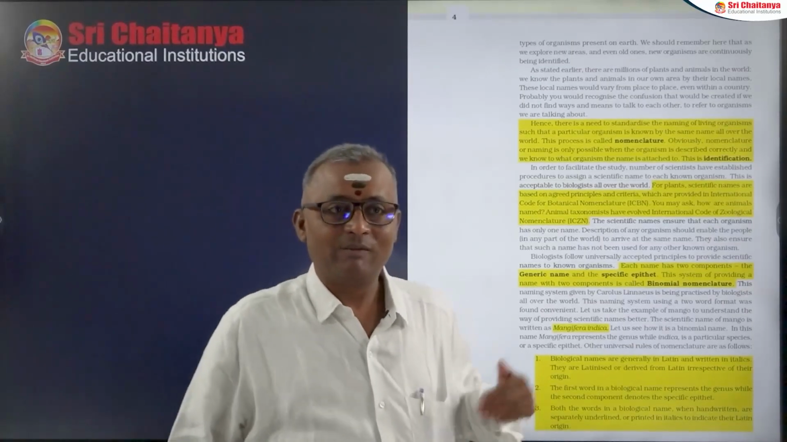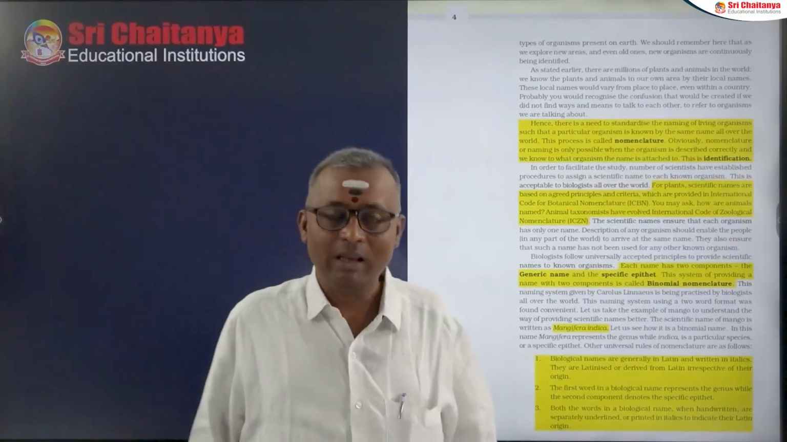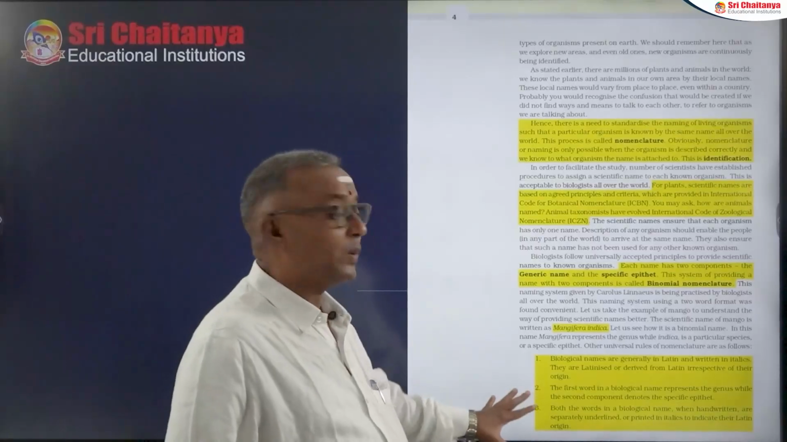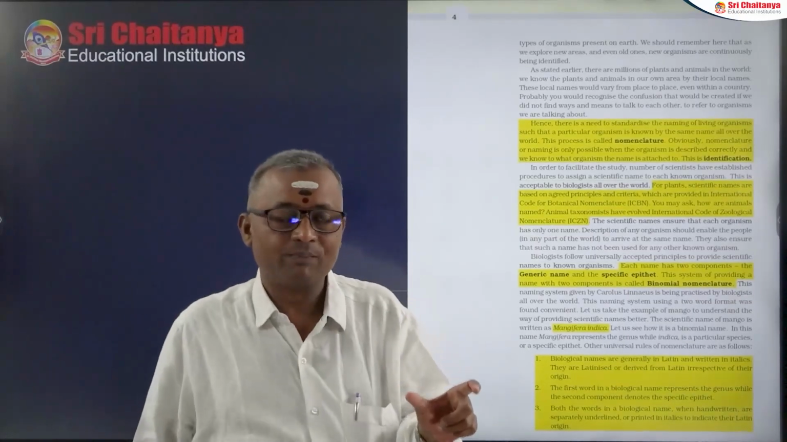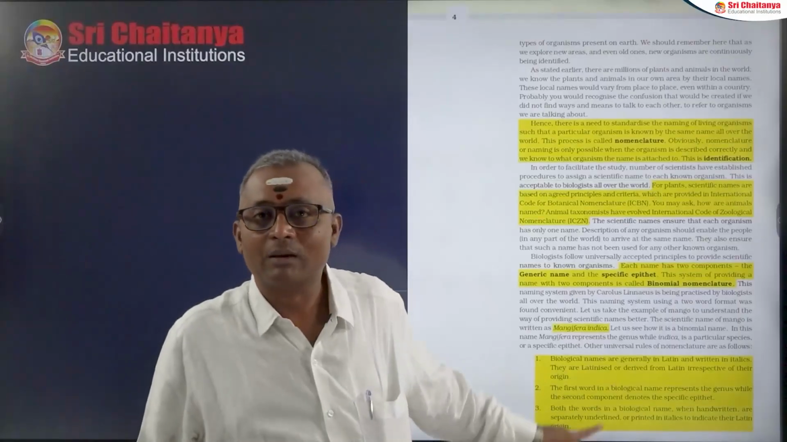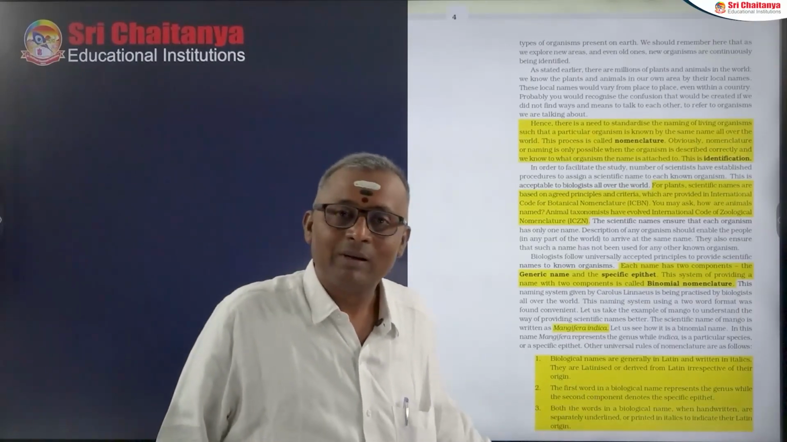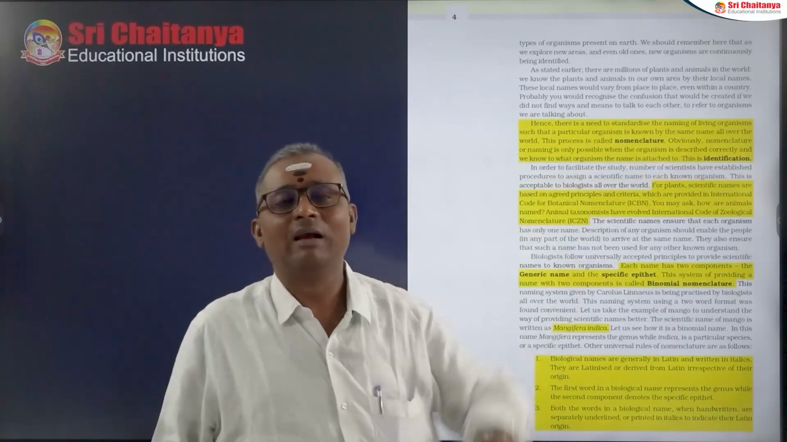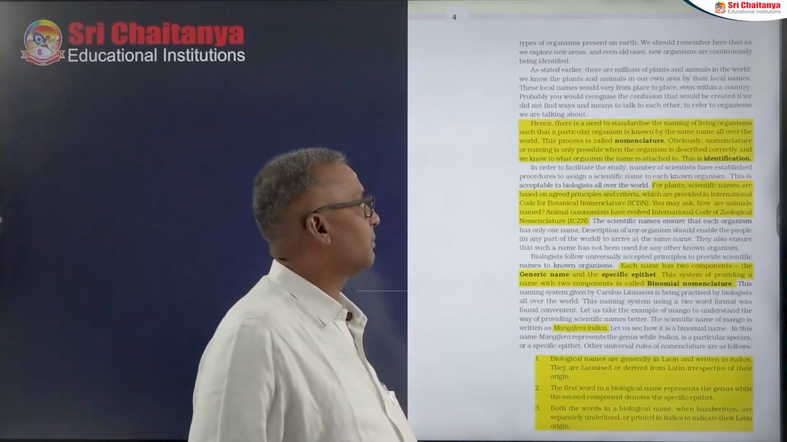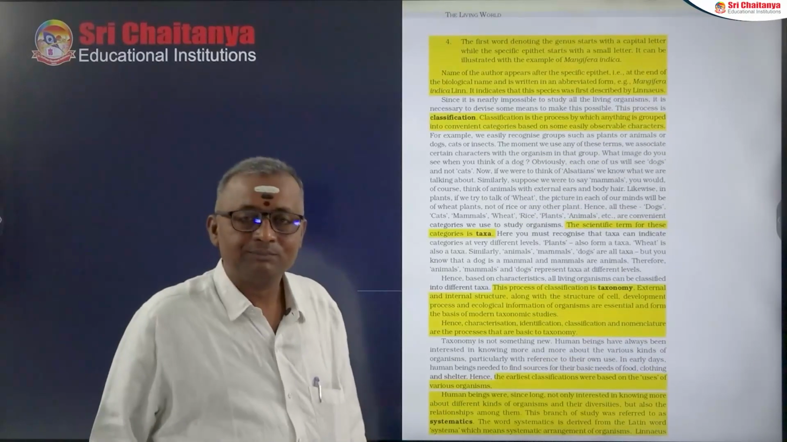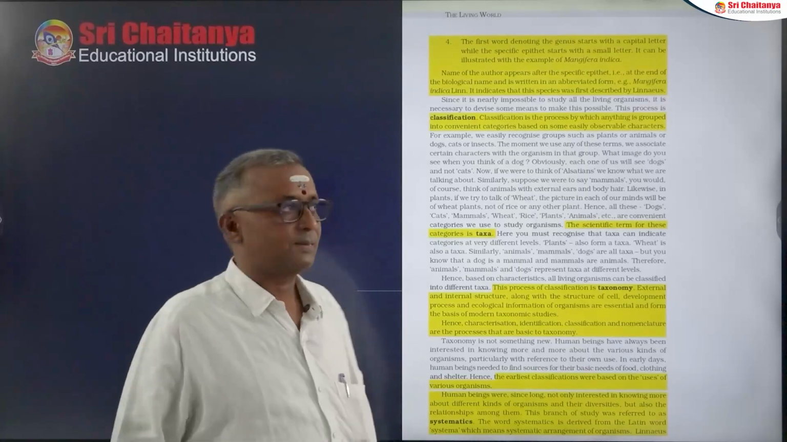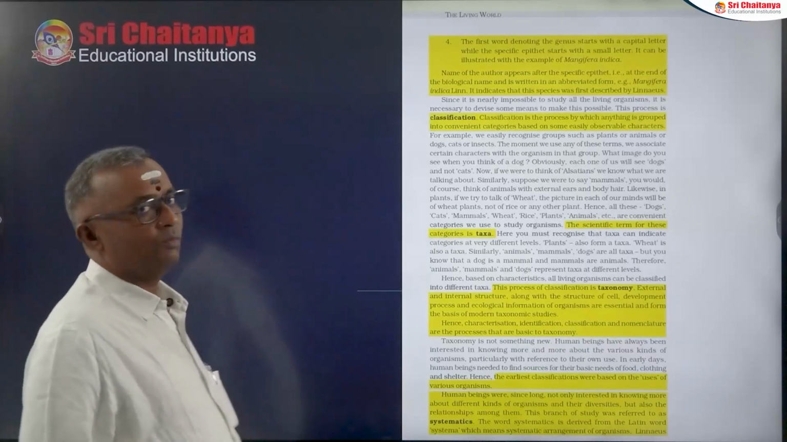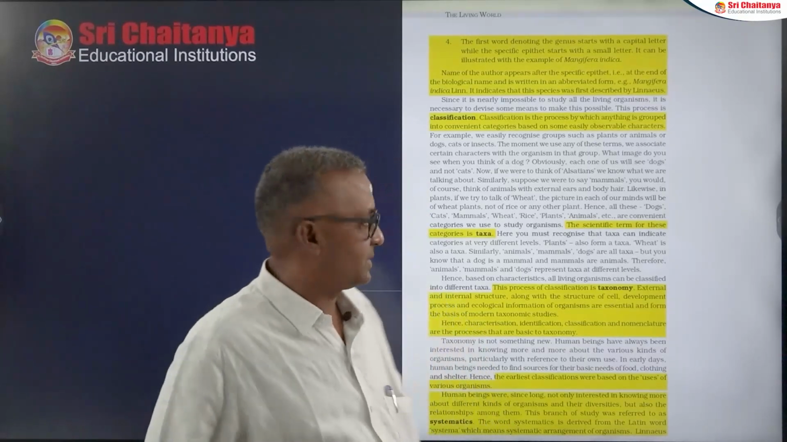If it is related to the scientific names, then whenever you see italicized words, that says that the particular name has been derived from the Latin language. This you have to remember. And the fourth important rule is that the first word denotes the genus.